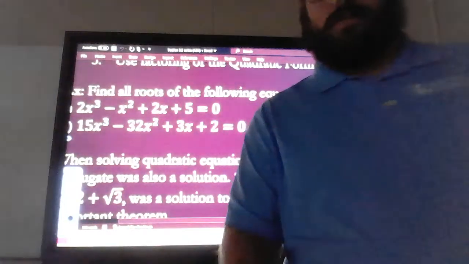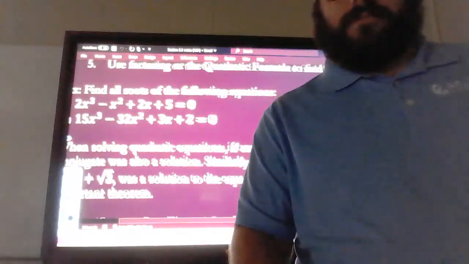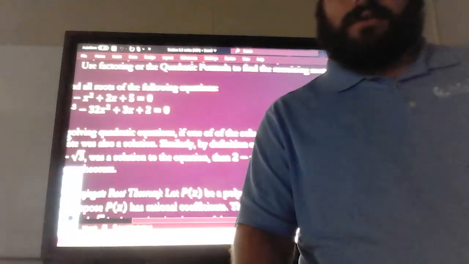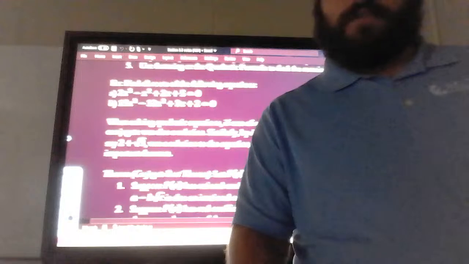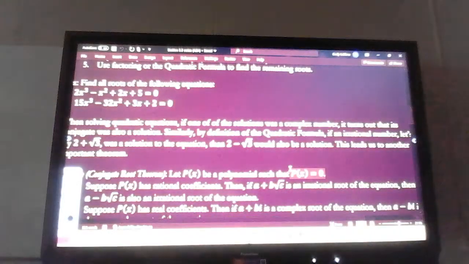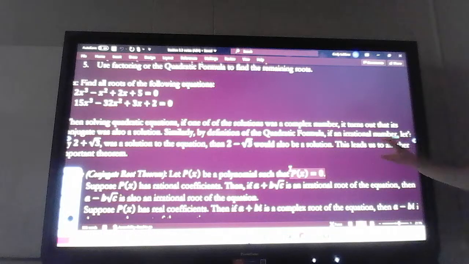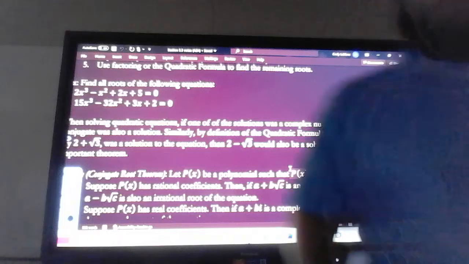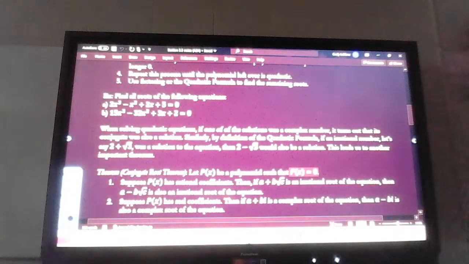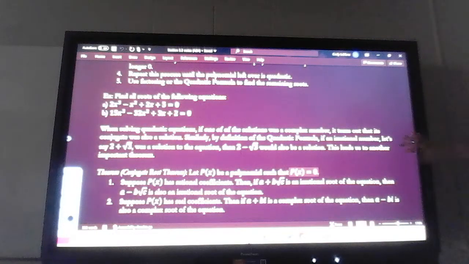When we solve quadratic equations, right, going back to quadratic equations for a minute, if a solution was a complex number, then its conjugate was also a solution. And then, of course, by the definition of the quadratic formula, if I have an irrational number, an imperfect square root, for example, let's say 2 plus the square root of 3, well, then that means that 2 minus the square root of 3 is also a solution, right? Now, what does that tell us?